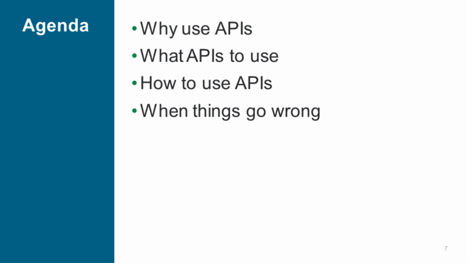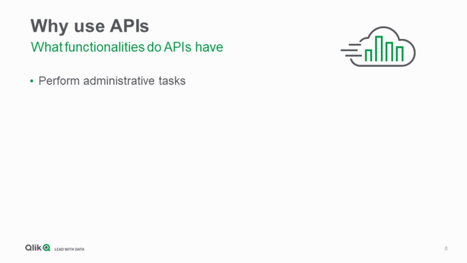Okay, Damien, I've heard a lot about APIs, but what exactly can APIs do for you? Why would you use them? So you would use API to automate some different tasks or call them from an external program. So you can perform some administrative tasks, basically everything that you can do in the console in QlikSense Cloud. You can do some front-end action, such as applying a selection, applying a bookmark.